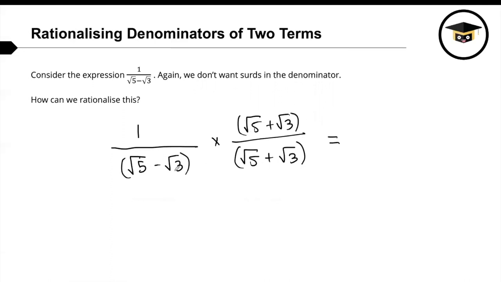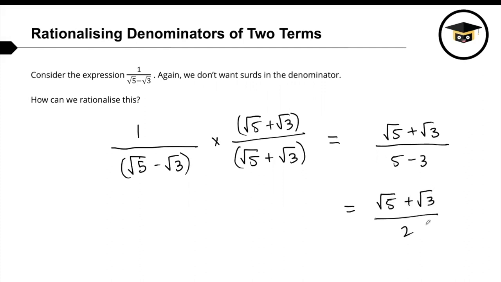So root 5 minus root 3 times root 5 plus root 3. Remember, we just said that is difference of squares. So 5 minus 3. Technically, I could just go straight to the line of 2, but I'll leave that there for now. The top is just 1 times root 5 plus 1 times root 3, which is root 5 plus root 3. And so my final answer would be root 5 plus root 3 over 2. And that is how we rationalize denominators containing two surd terms.